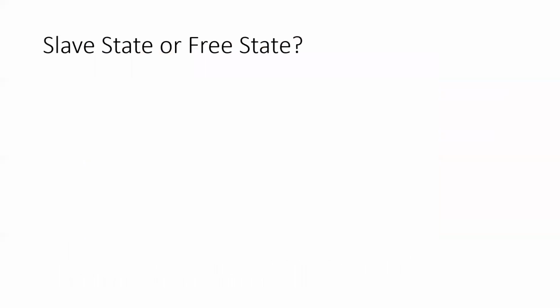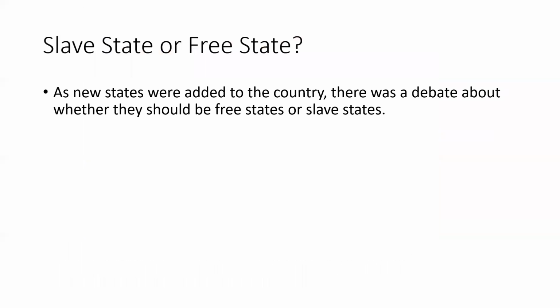So how does this lead to the Civil War? Well, as new land was bought, people moved out west, and that western land was called territories. When a territory had enough people, people wanted to more formally join the country, and they could apply to the government to be a state. And as new states were added, there was always a debate about whether they should be a free state or a slave state. So in a free state, slavery is illegal, it's abolished, but in a slave state, slavery is allowed.